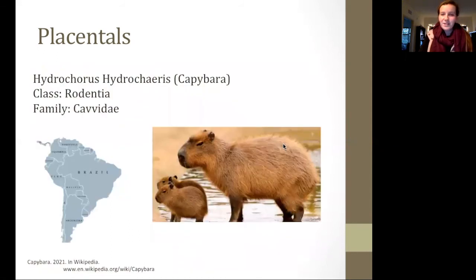So one of my examples is a favorite of mine. This is the capybara, Hydrochoerus hydrochaeris. The order is Rodentia, and the family is Caviidae. So they are a giant rodent, quite literally. They're endemic to South America.